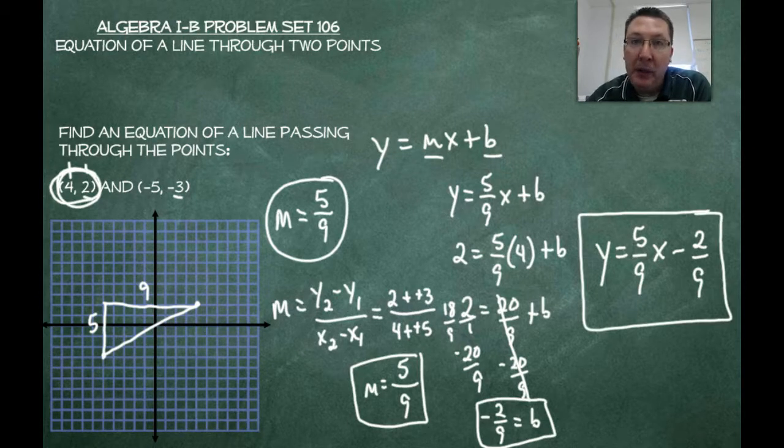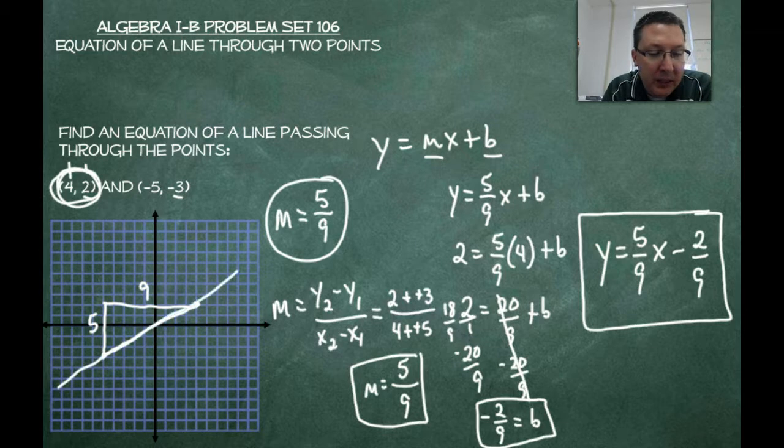We have to find the slope m first, and then find b, the y-intercept. Now let's look over here on this graph where I found the slope. If I continue this line, here's my line. Does it make sense that the y-intercept is about 2/9?